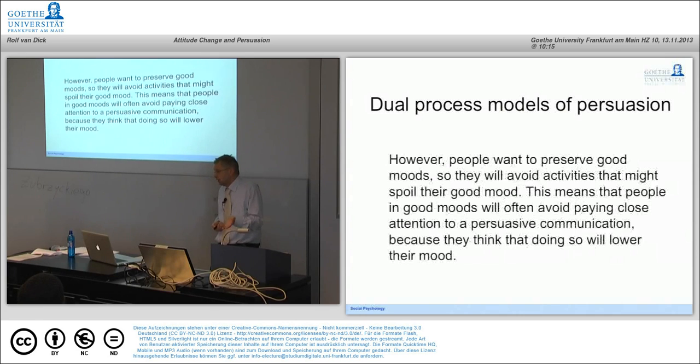Okay, this is similar to the fear-arousing messages. People want to preserve good mood. When you are in a good mood, you want to preserve that good mood. That's kind of a universal motive of every human. When we are in a good mood, we don't want to actively go into a bad mood. Therefore, we avoid activities that might spoil our good mood. And this means that people in good moods often avoid paying close attention to persuasive communication because they think, oh, this may lower my mood.